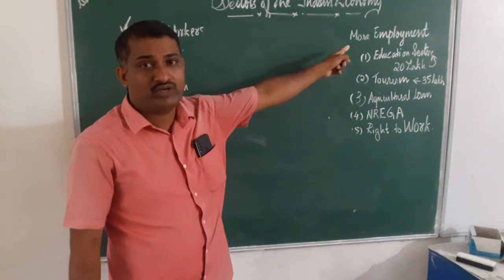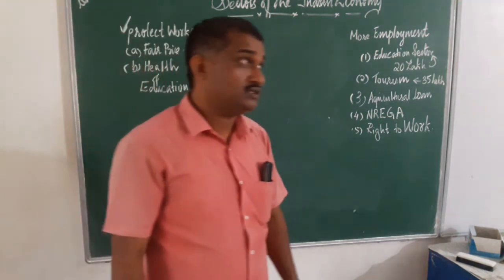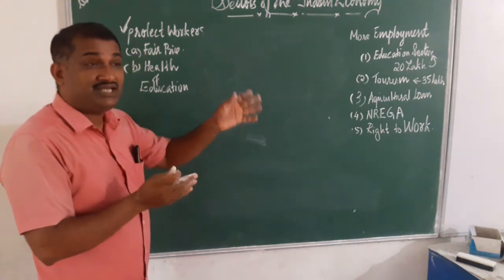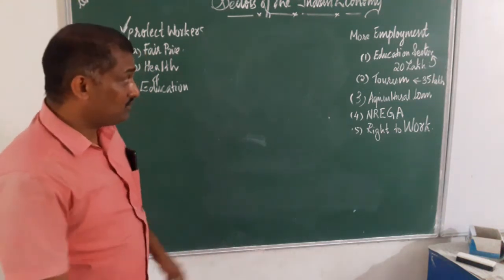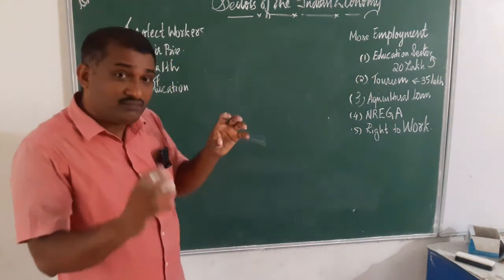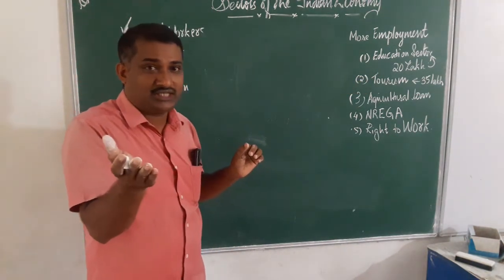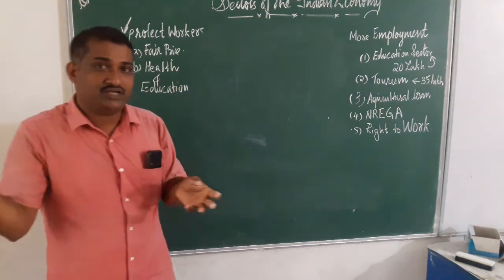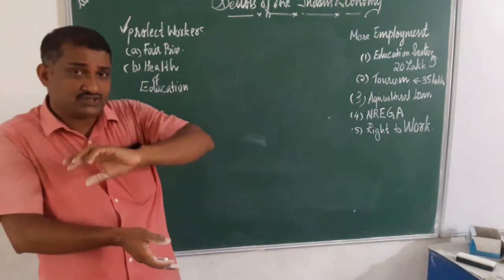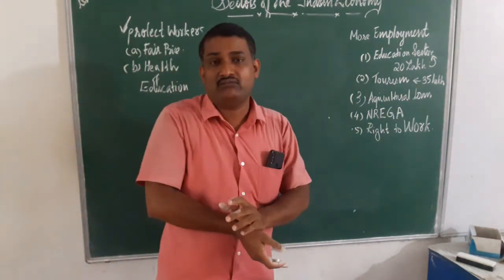How can the government provide more employment to the people? The government can provide more employment by different means and different policies. First of all, you want to study the education sector, because the government will provide free and compulsory education. You know that up to 14 years of age, earlier, they would get free and compulsory education.